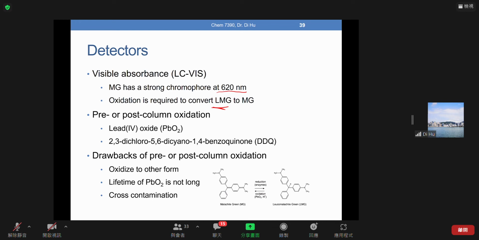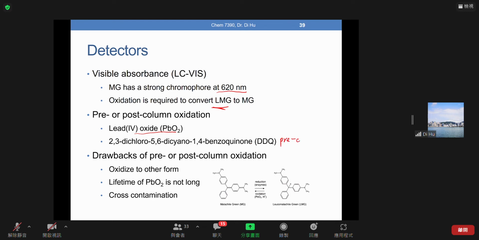So to improve the sensitivity for leucomelanocorrin, the paper mentioned that they first oxidize the leucomelanocorrin to melanocorrin and then do the mass spectrometer analysis. But how to do that? Oxidation can be done by either pre-column or post-column oxidation. You can use lead oxide, or this one called DDQ, 2,3-dichloro-5,6-dicyano-benzoquinone. This one is for pre-column.